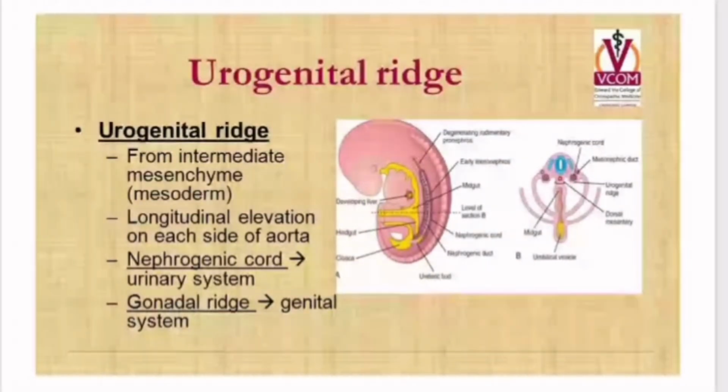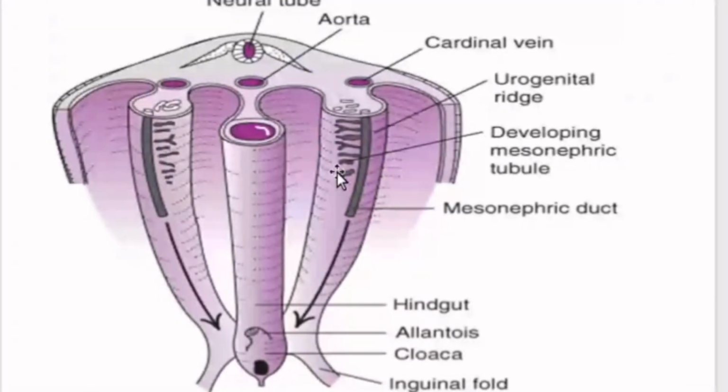When you're talking about the urogenital ridge, it's just intermediate mesoderm that forms longitudinal elevations along the sides of the aorta. If you're looking at this one, we can all see these ones, right? So this is your urogenital ridge. From this one, that is where you are going to be forming your kidney, and some a part of your genital system. And this is our gut system. This is part of our hindgut, and this is part of our cloaca, right?